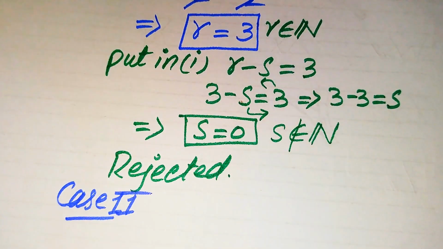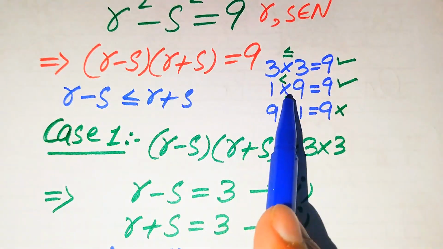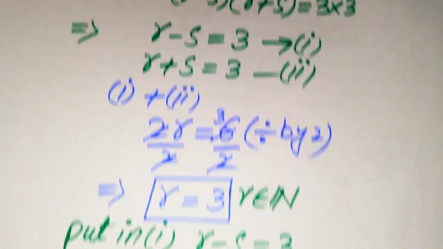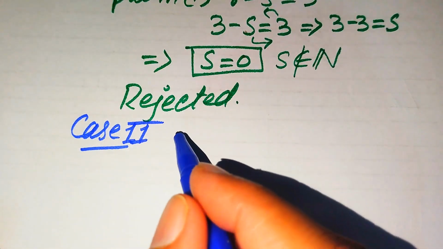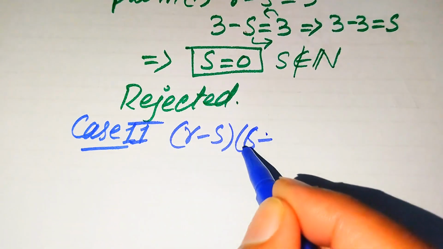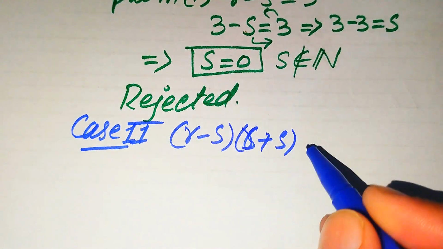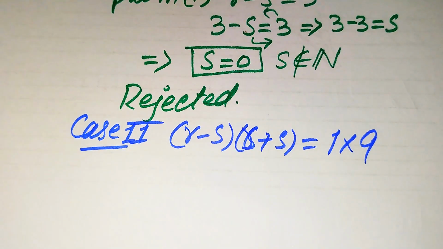And now we move towards our second case, and in the second case we again compare our left hand side with these two factors, 1 and 9. So first we write our above equation here, so it will be written as r minus s times r plus s is equal to, and here our second factor pair is 1 multiplied by 9.